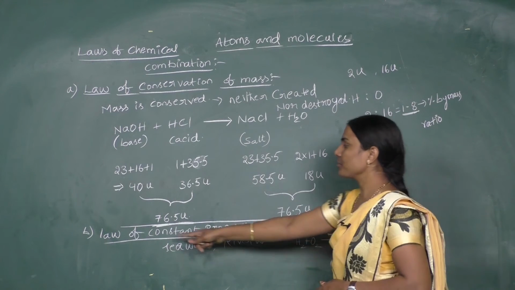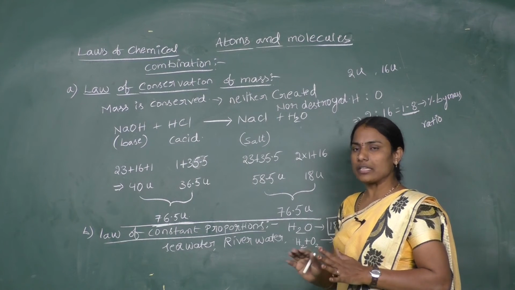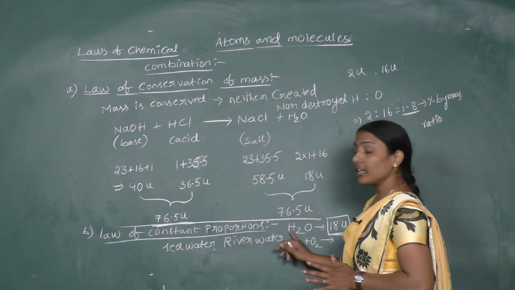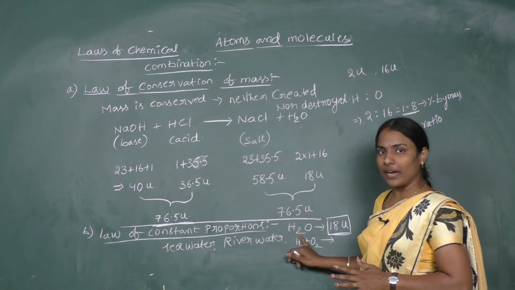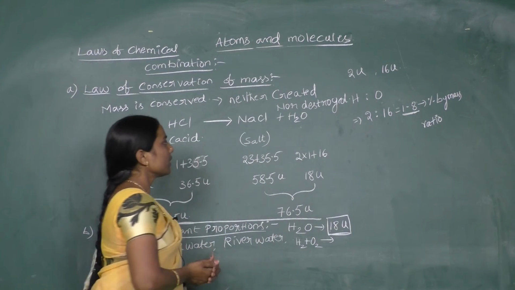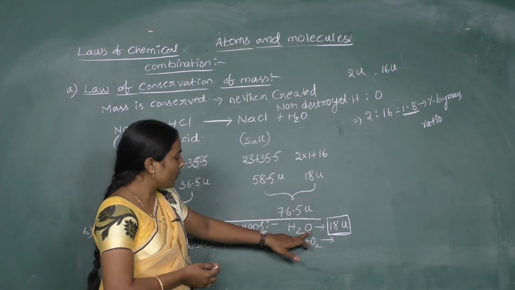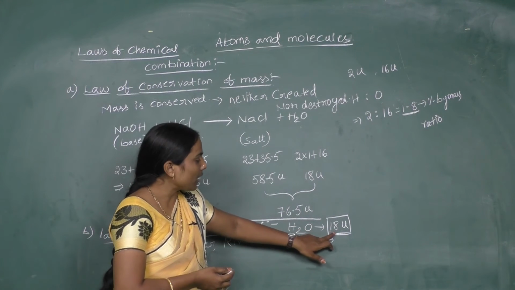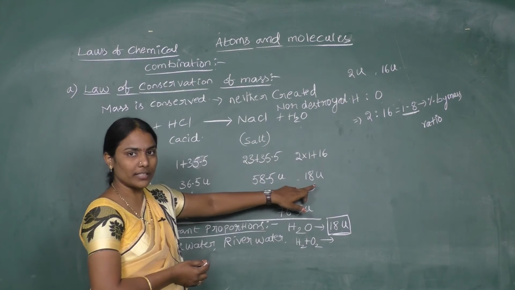And now let's come back to the law of constant proportions. The law of constant proportions says very clearly that the composition of a given chemical substance always remains the same during any chemical reaction. Means the composition, for example, we will take water. For water, its molar mass is 18 u. So that we have calculated here, you can see here.